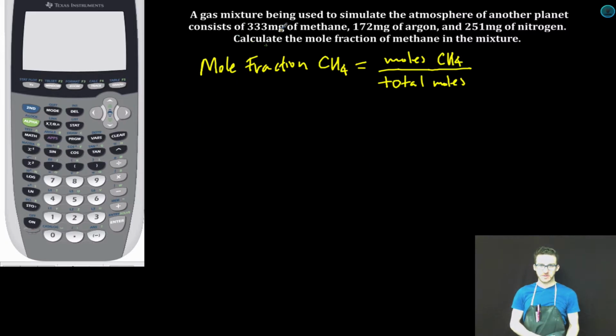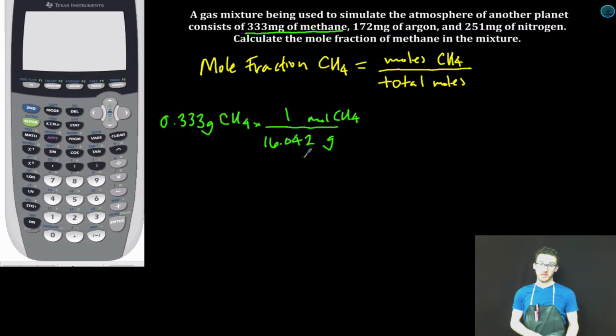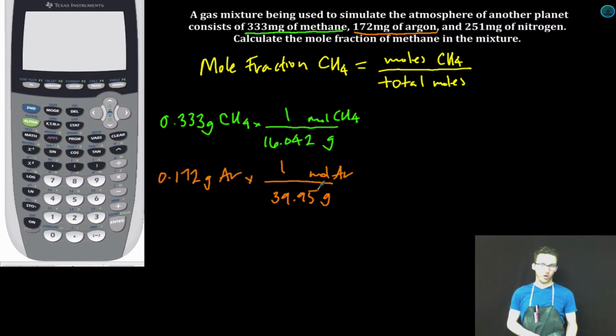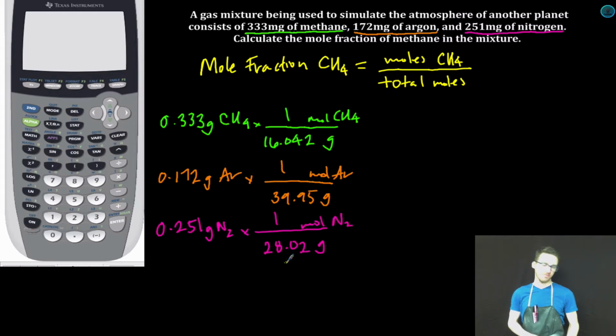So first thing I'm going to do is I'm going to take my 333 milligrams of methane and convert that to moles. Boom. I'm going to use the following dimensional analysis and the molar mass of methane, 16.042, which came from the periodic table. I'm going to do the same thing with my 172 milligrams of argon. Boom. Once again, I'm going to create a dimensional analysis setup to convert my grams of argon to moles of argon using its molar mass from the periodic table. And then finally, we'll do the same thing with nitrogen, being super careful to recognize that nitrogen is one of our diatomic gases. Boom. One more dimensional analysis setup.